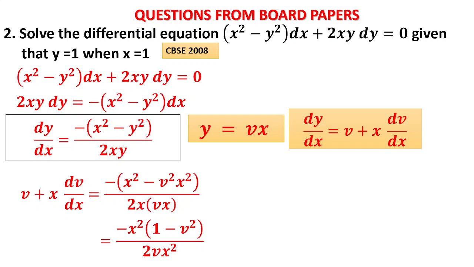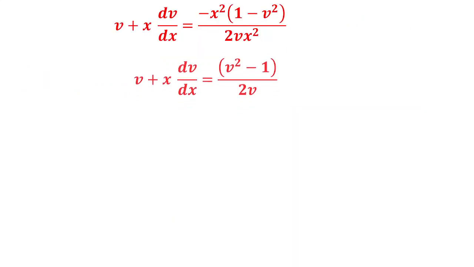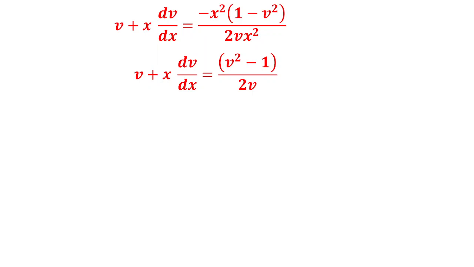In all homogeneous problems, on the right hand side you will not get x. x square, x cube, anything is there, it will get cancelled. Now you are seeing that it will get cancelled now. Now bring that v to the right hand side.